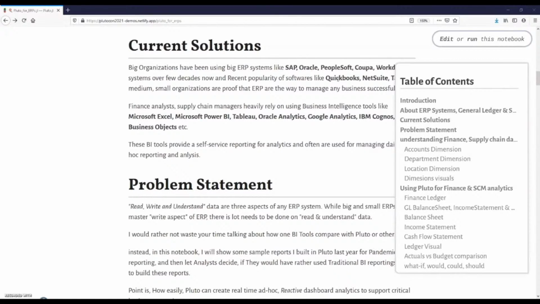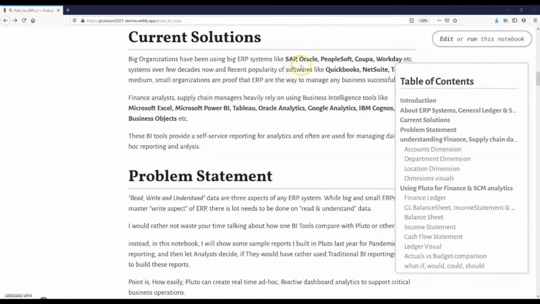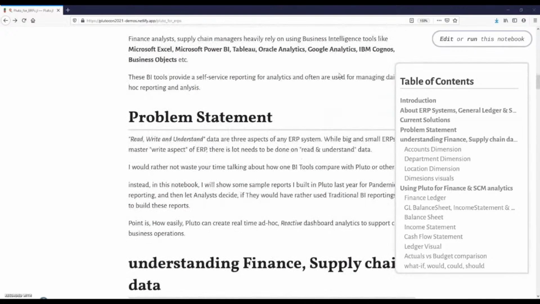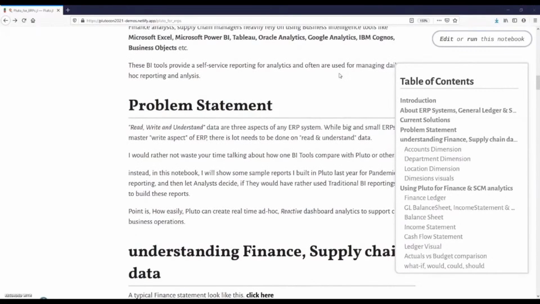Now, big organizations just happen to use big systems because they have millions and billions of transactions happening every day. So that's the reason they prefer to use SAP, Oracle, or PeopleSoft-like systems to manage their operations. Now, what is the problem with the system? Any ERP system is very, very good when it comes to capturing the data.